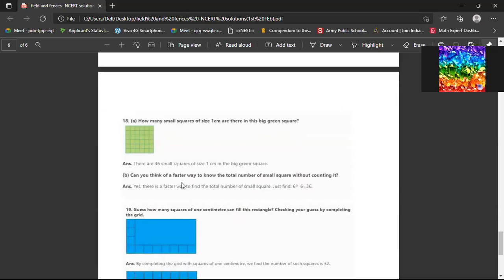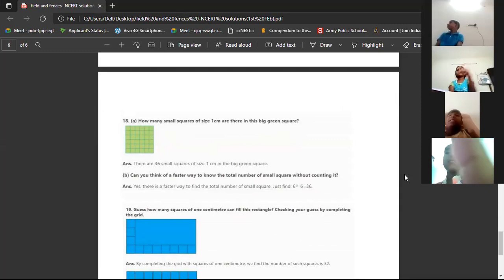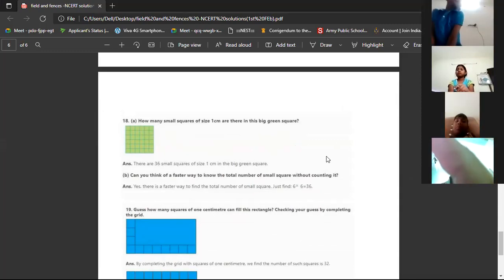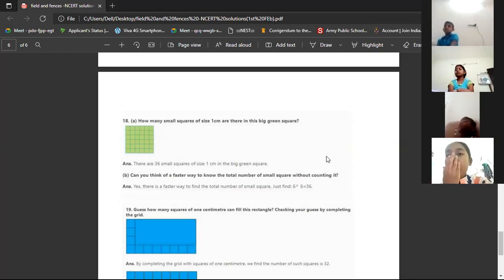Okay. Look at this. How many small squares of size 1 centimeter are there in the big green square? This is also there in the textbook. Can you count how many small boxes are there in that? I think we can count in rows. First question is how many are there in total. Second question is what is the easy method to count the number of small boxes. Rows first and then columns, sir. The easy way is to count rows and columns.